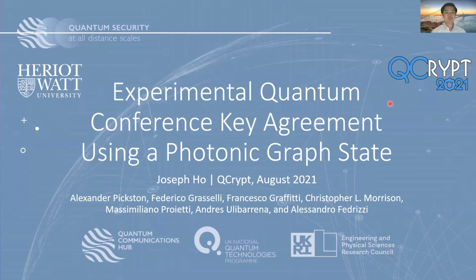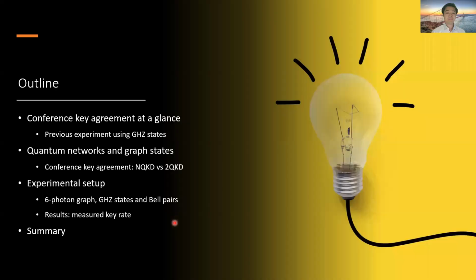I'll be presenting a talk titled Experimental Quantum Conference Key Agreement using a Photonic Graph State. This experiment was conducted at Heriot-Watt University in Edinburgh alongside my colleagues listed here, including theory support that was provided by Federico, who's based in Heinrich Heine University in Dusseldorf.